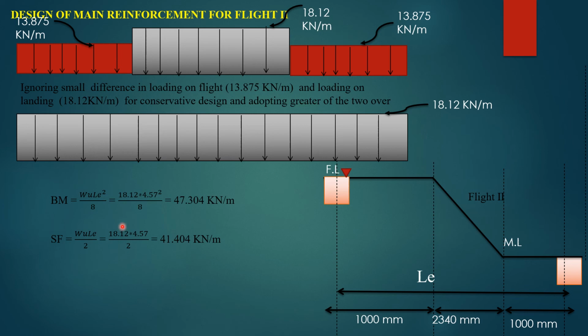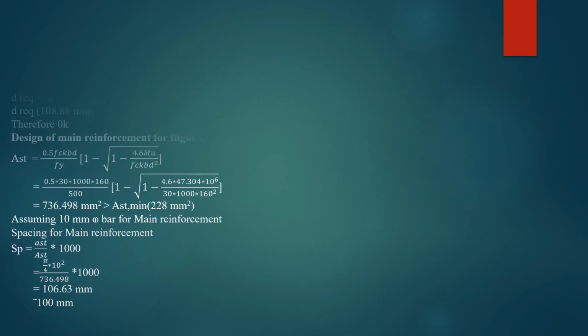Now calculate the bending moment and the shear force. Bending moment, as already said, is W L square by 8, which is given as 47.304 kilonewton meter, and shear force is W L by 2. So it is 41.404 kilonewton. So let us go to the next slide.